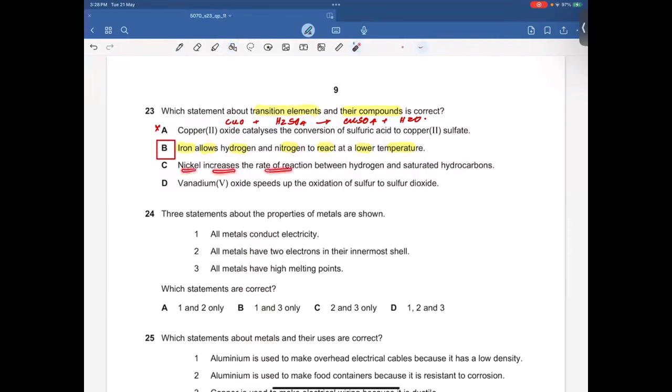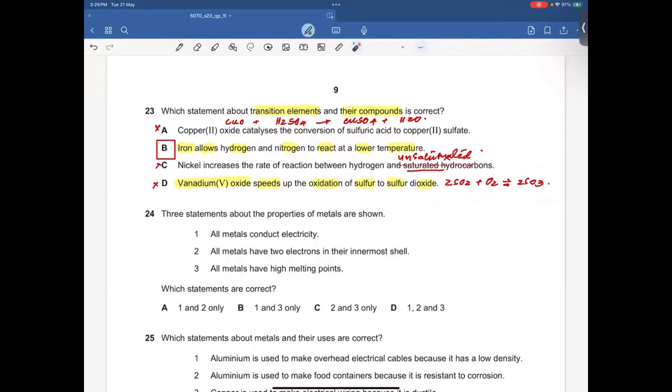Nickel increases the rate of reaction between hydrogen and saturated hydrocarbon. Nickel is used when hydrogen and unsaturated hydrocarbons are used. So this is incorrect. It must be unsaturated. Vanadium 5 oxide speeds up the oxidation of sulfur to sulfur dioxide. No, because vanadium 5 oxide is basically a catalyst used when sulfur dioxide is reacted with air in the presence of oxygen to give sulfur trioxide. The vanadium pentoxide is going to catalyze this reaction instead of this reaction.